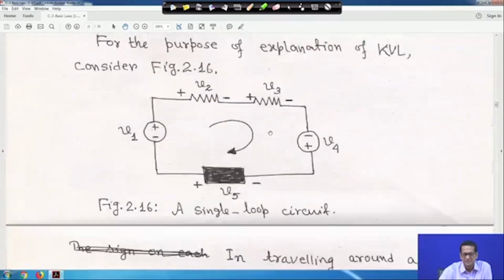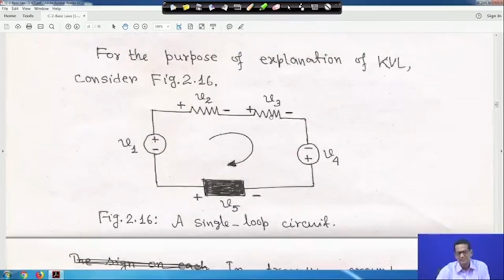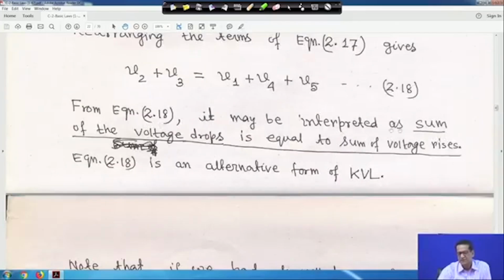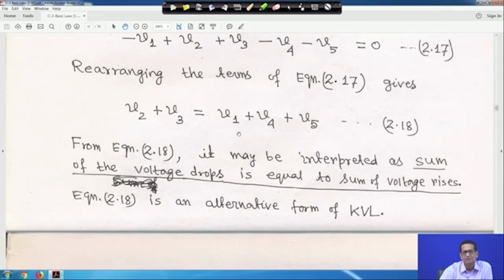right. That is V2, V3, there will be voltage drops across the resistor, as per this, and this is an electrical element. So, it is not a resistor, maybe something else, is equal to the sum of the voltage rises. Whatever polarity we have taken, all this is voltage drop and the other things are voltage rise. So, this may be interpreted as the sum of the voltage drops is equal to the sum of the voltage rises. It is an alternative form of the KVL, that is Kirchhoff's second law.